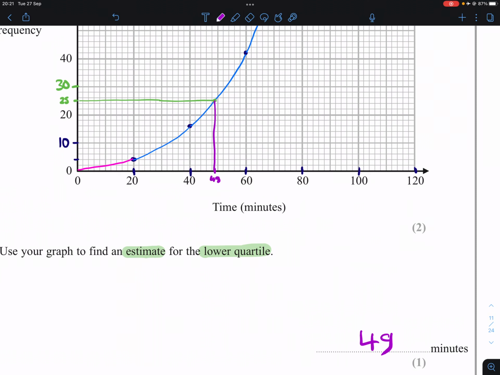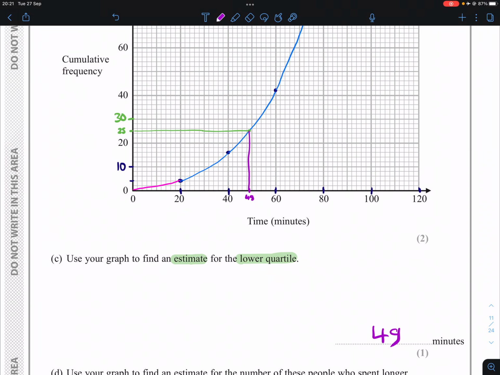Quite a lot of the time, even if the mark scheme is a little different from what you've got, as long as your curve or your graph looks okay and you've used it to get a value, you're going to get the follow-through marks for that, even if you end up being a little wide of the range. So that's the lower quartile.